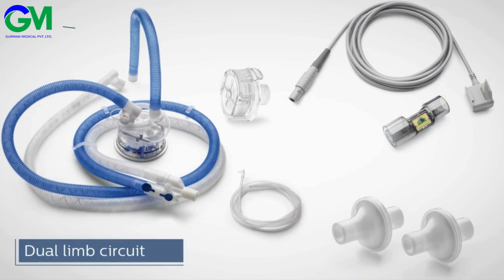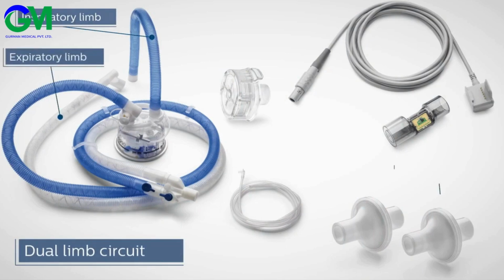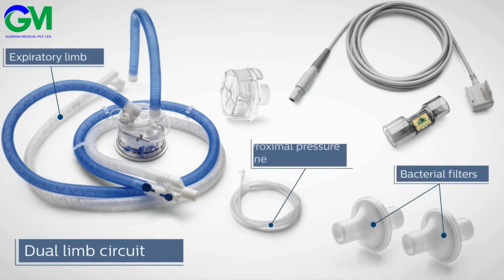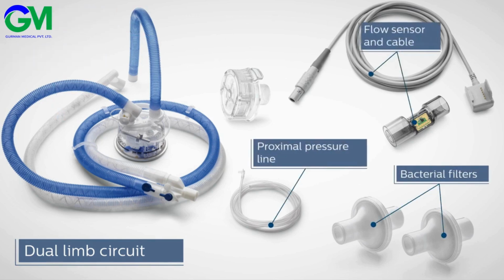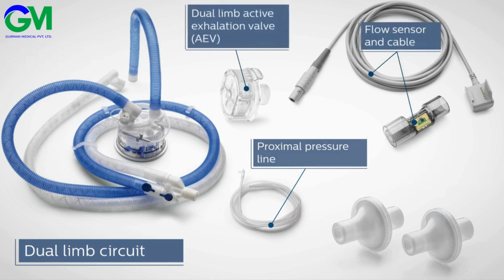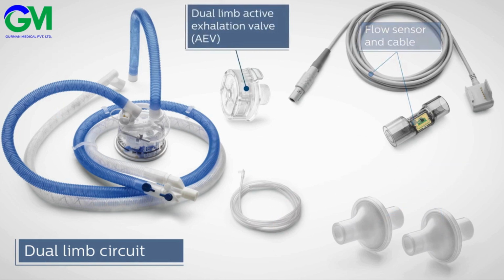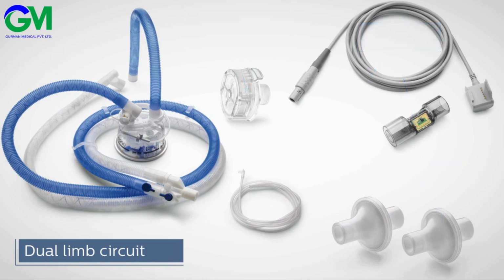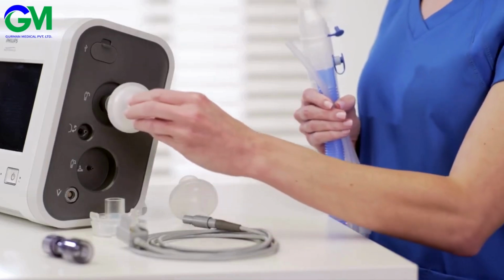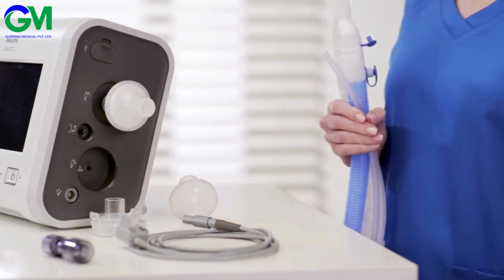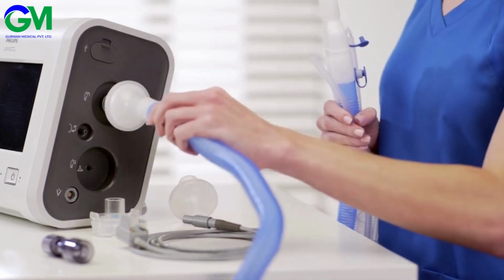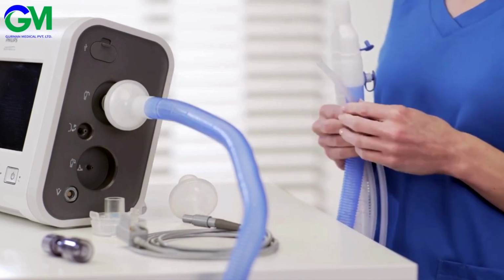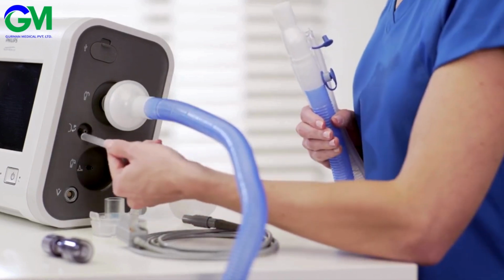The dual limb circuit has a blue inspiratory limb, a clear or white expiratory limb, 2 bacterial filters, a proximal pressure line, flow sensor with cable, and dual limb active exhalation valve, referred to as the AEV. Connect the bacterial filter and blue-colored limb to the inspiratory port. Then attach the proximal pressure line to the proximal pressure port.